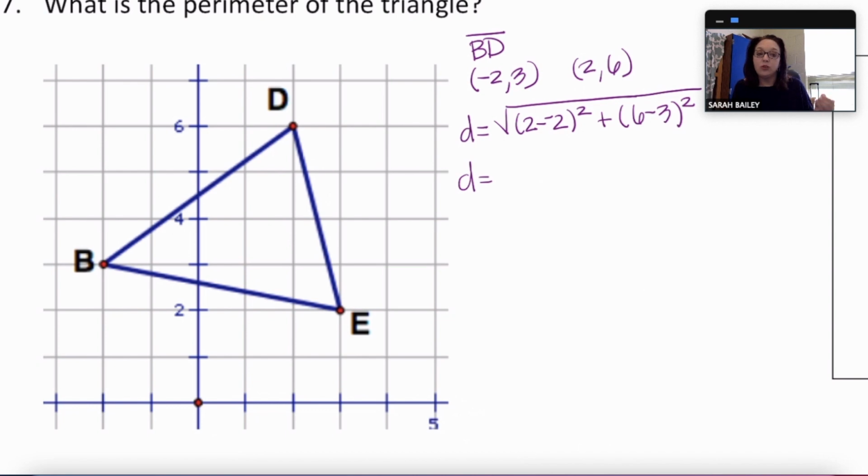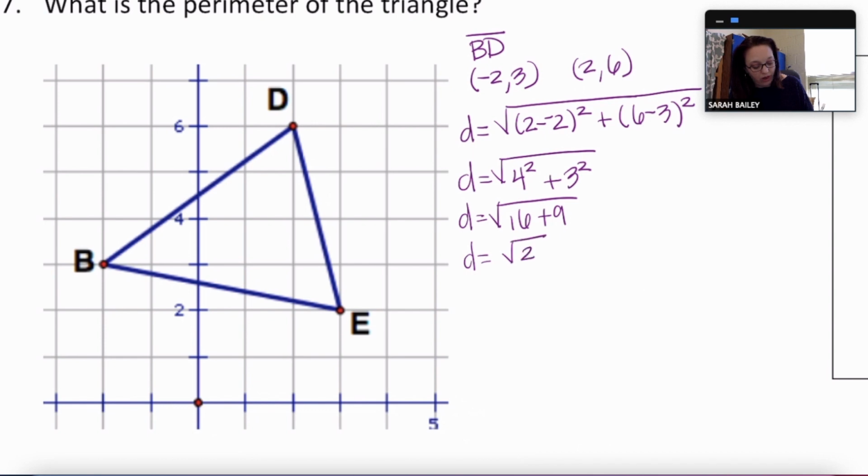2 minus -2 is 4, so that's 4 squared. 6 minus 3 is 3, that's 3 squared, and we're going to bring down the radical. So that would be 16 plus 9, square root of that, so the square root of 25. Remember that when you take the square root of a number, there are 2 square roots, the positive root and the negative. But since you're doing distance here, you only need the positive root. So the square root of 25, we're going to list as 5. I'm going to write that over here. So we found side BD.